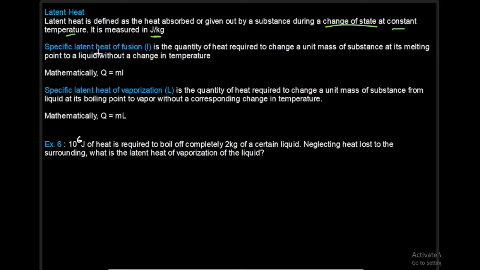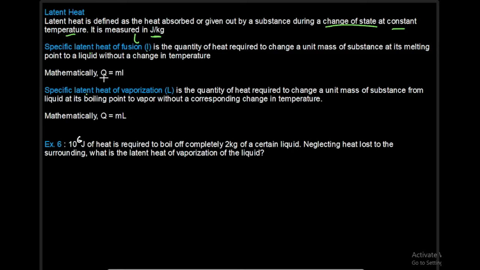Now latent heat can either be specific latent heat of fusion or specific latent heat of vaporization. Now the specific latent heat of fusion, whose symbol is small letter L, lowercase letter l, is the quantity of heat required to change a unit mass of substance at its melting point to liquid without a change in temperature.